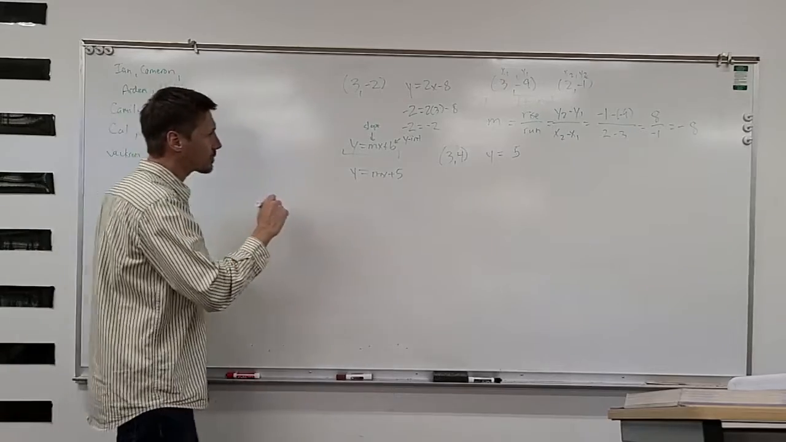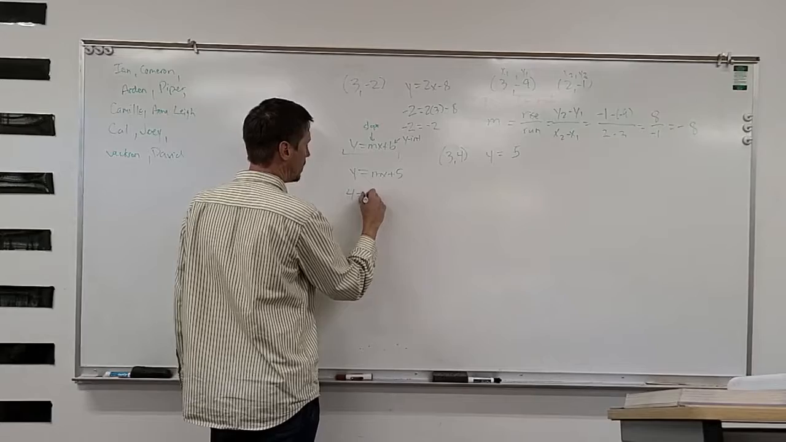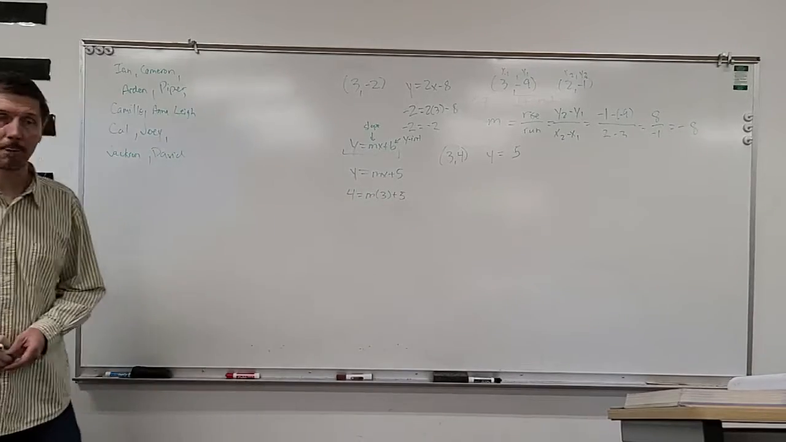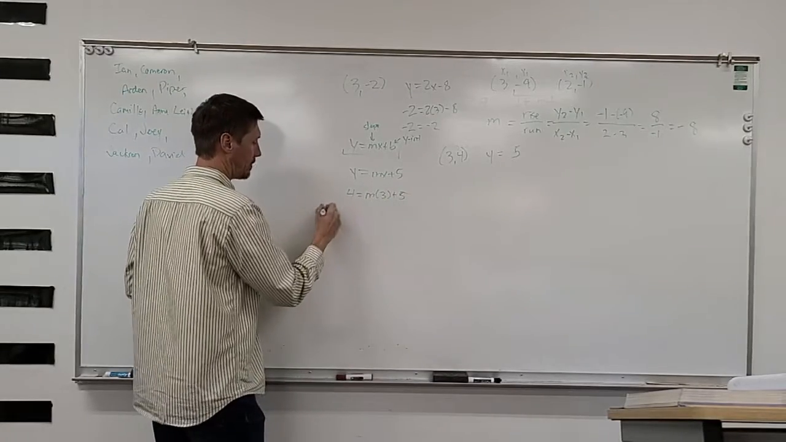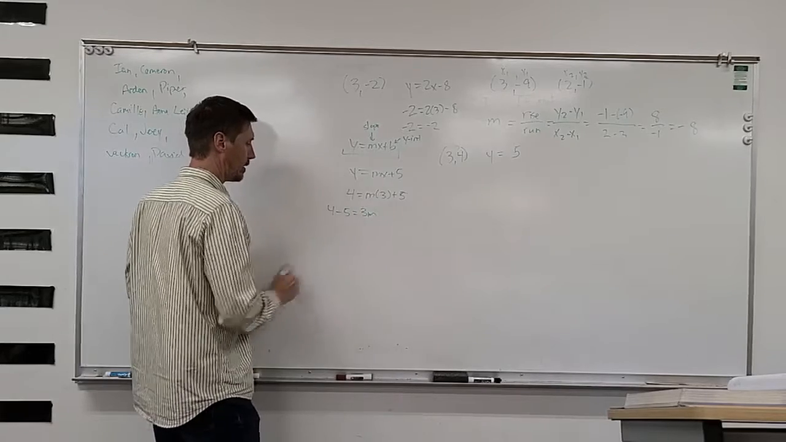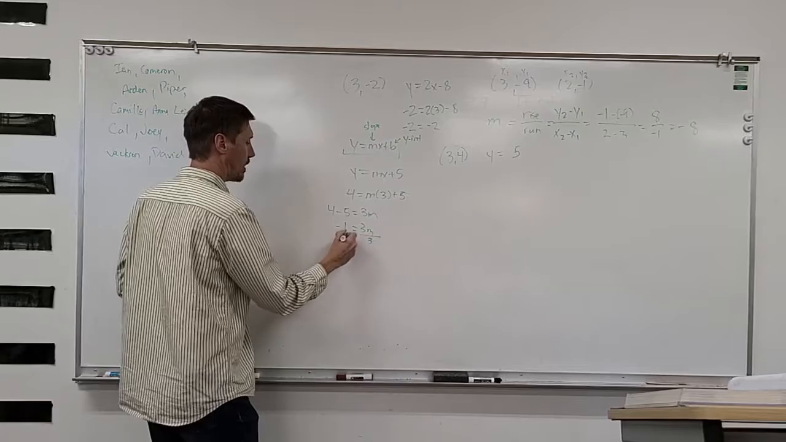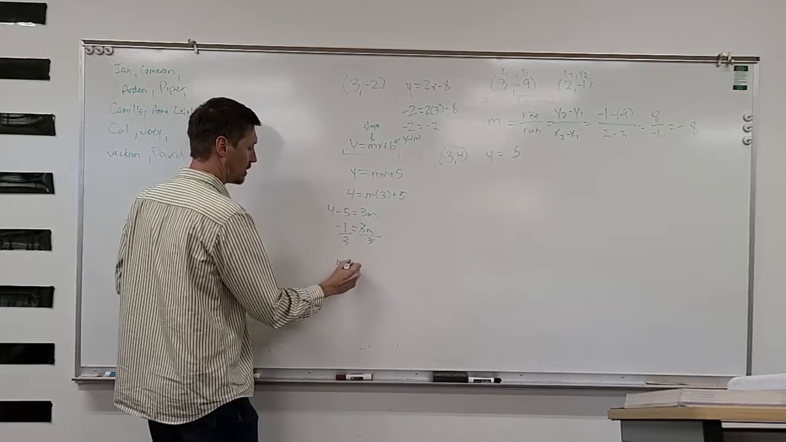Alright, so we're just going to plug those points in, right? So we have 4 equals m times 3 plus 5. Everybody good with that? Alright, so we're going to move our 5 to the other side and make it a negative 5. So it's 4 minus 5 equals 3m. Negative 1 equals 3m. We divide both sides by 3, so we can get rid of the 3 here. And so m equals negative 1/3.